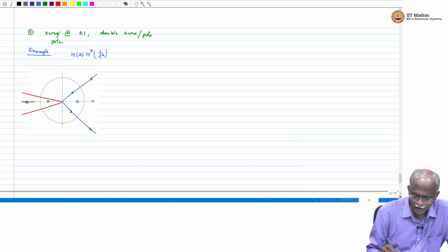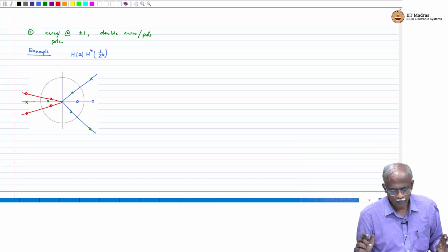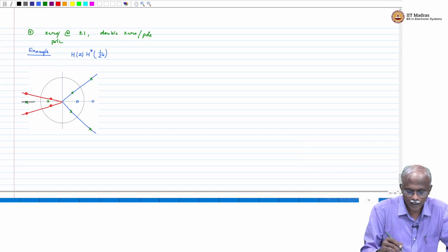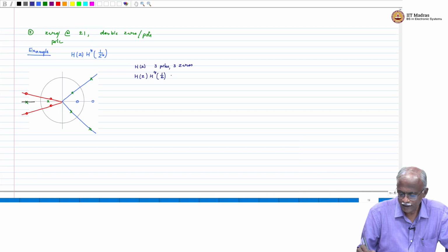Zeros are located... Okay. So, how many poles, how many zeros? The transfer function H(z) has 3 poles and 3 zeros. When you look at it as a magnitude squared transfer function, H(z) H conjugate of 1 by z, this will have 6 poles, 6 zeros.